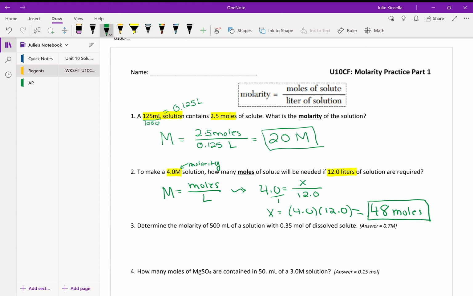The only part that I think some of you might get tripped up on is when you're actually solving for liters, just in terms of the math. So just be careful, make sure you're dividing, cross multiplying and dividing correctly, and just make sure you check your answers. All right, you guys are all set.